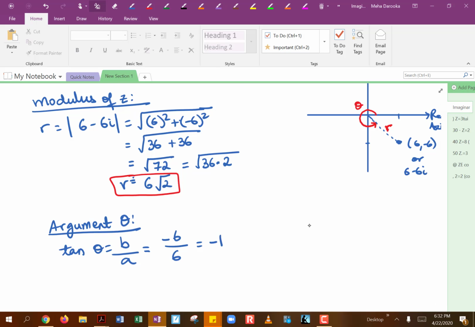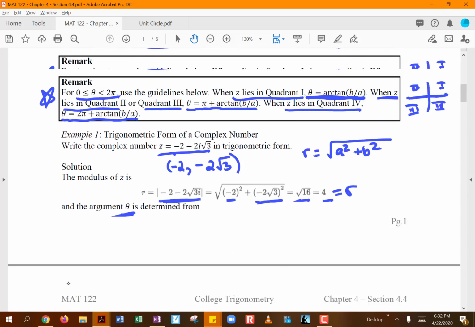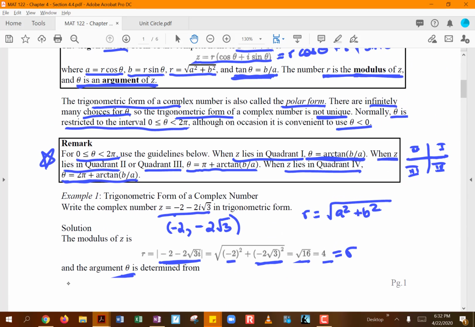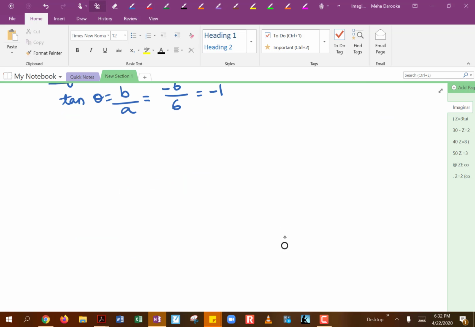Okay, so let's see how we can find out what our theta value is going to be. So remember, since this is a quadrant 4 value, for quadrant 4, we do 2 pi plus our arctangent of b over a. So that's what we're going to need to do here to find our theta value.